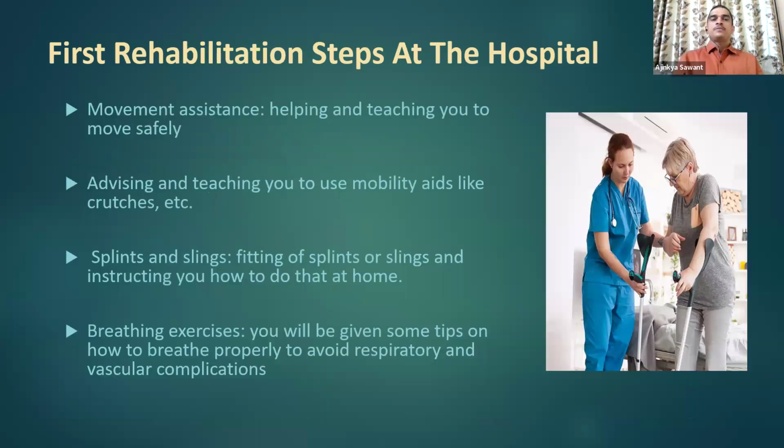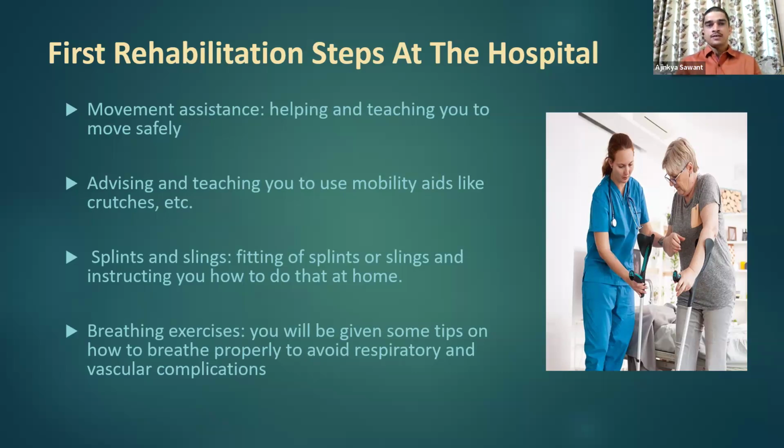Post-operative first rehabilitation steps at a hospital: movement assistance, helping and teaching you to move safely, advising and teaching you to use mobility aids like crutches. This rehabilitation takes place when the patient is consciously oriented. He is moving around. His strength is somewhere around 3 out of 5, working against gravity, and then you start to advise on the mobility aids, crutches and movement assistance.